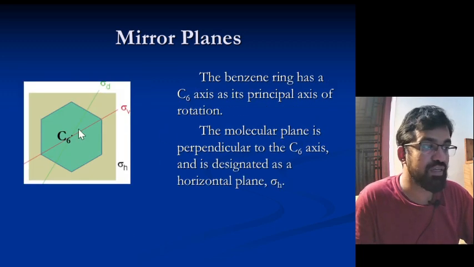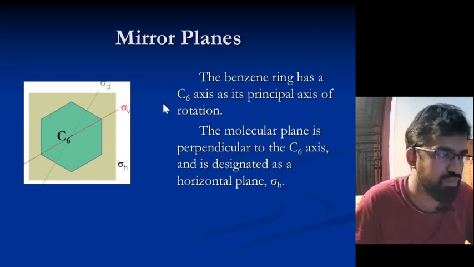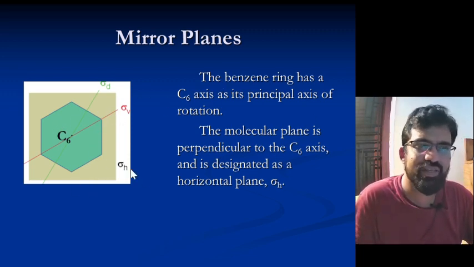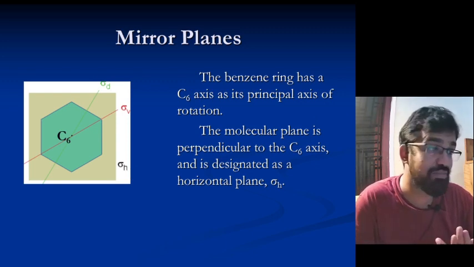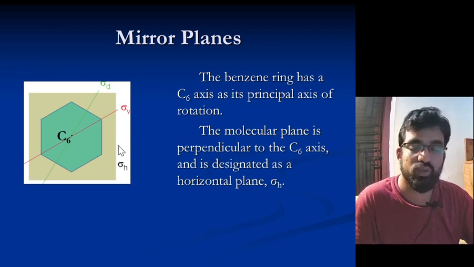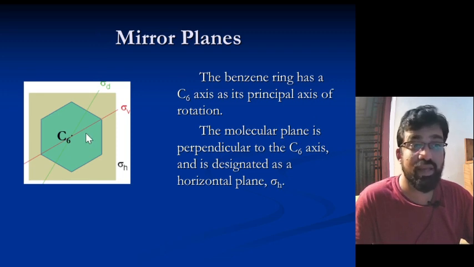And for benzene, for example, you see here, sigma h means all planar molecules have this sigma h, the horizontal plane of symmetry. And sigma d means the plane bisects the angle.